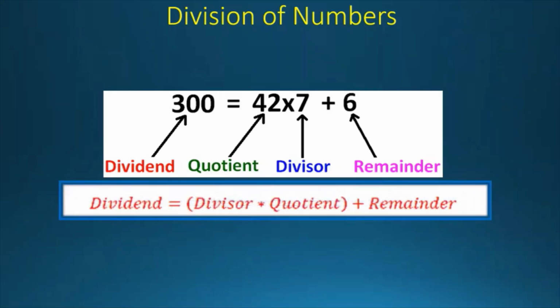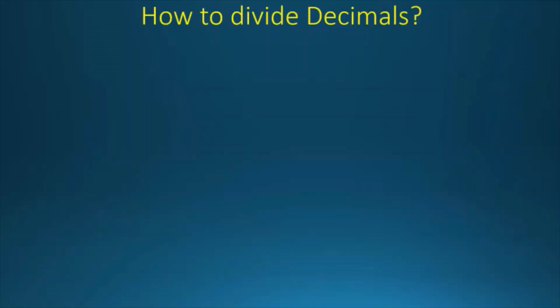So the dividend equals divisor times quotient plus remainder. This is the basic formula to check if you are correct while dividing a pair of numbers. Now we'll learn how to divide decimals.